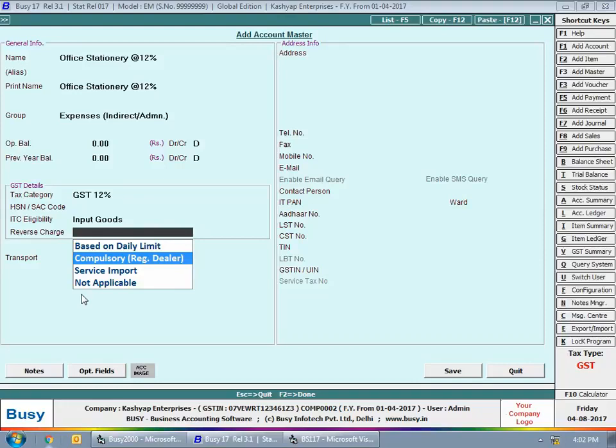In case of transporters and lawyers, if you have taken services from registered transporters or from a registered law firm, then also you need to pay RCM to the government. So in such cases, you will select the option as compulsory registered dealer.